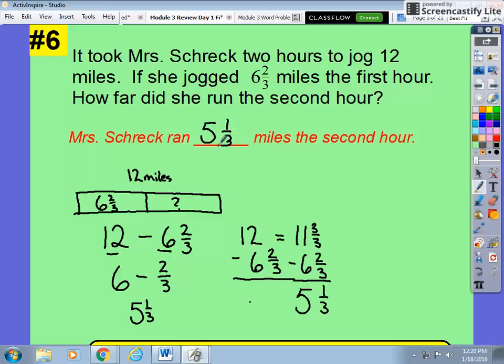And we can see, is that reasonable? Well, 6 2/3 is about half of 12, and 5 is about half of 12. So it does make sense that she ran 5 1/3 miles.